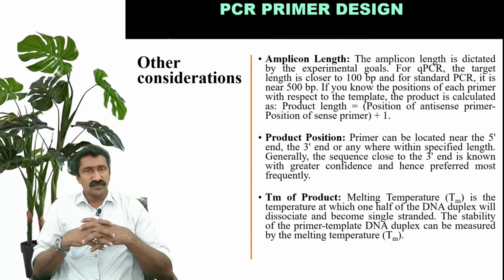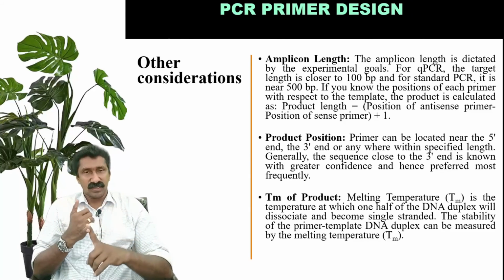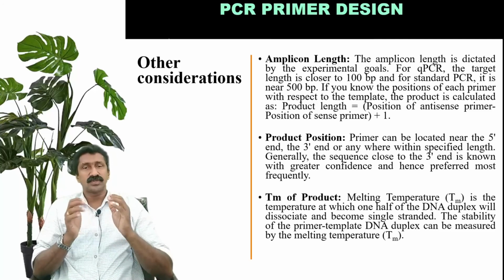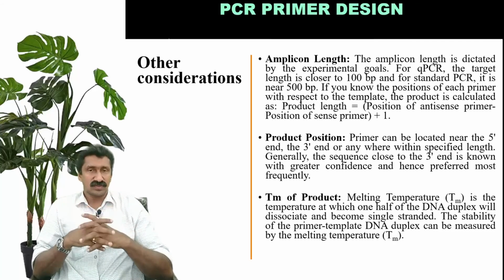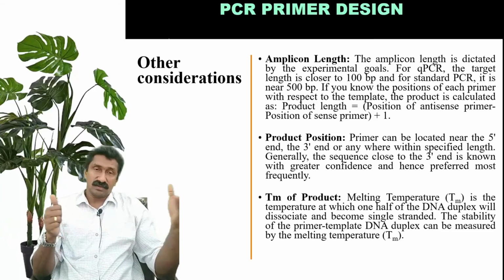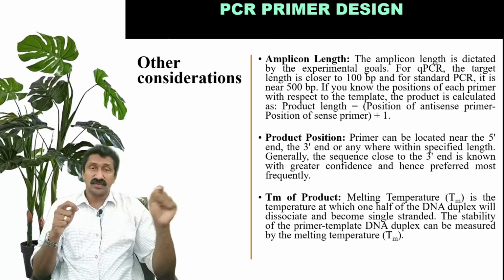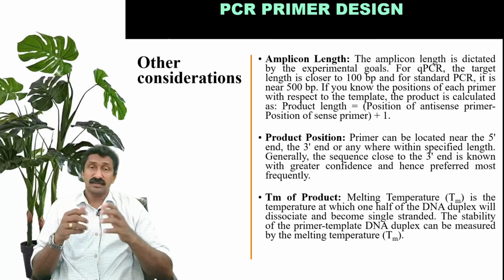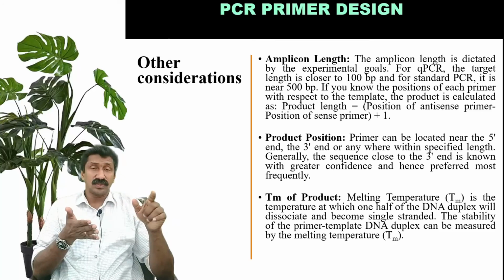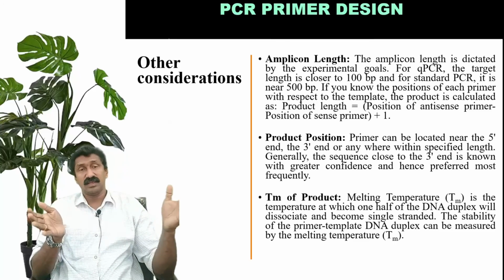If you know the position of each primer with respect to the template, the product length is calculated as the position of the antisense primer minus the position of the sense primer plus 1. So that is the length of the product. For example, in a larger genome, there may be thousands of base pairs, and each base will have its own number in the database. Your gene may start from 1000 and end at 5000. That may be the length.